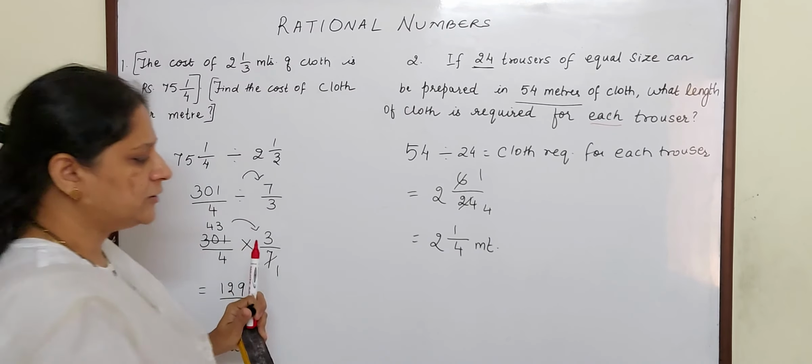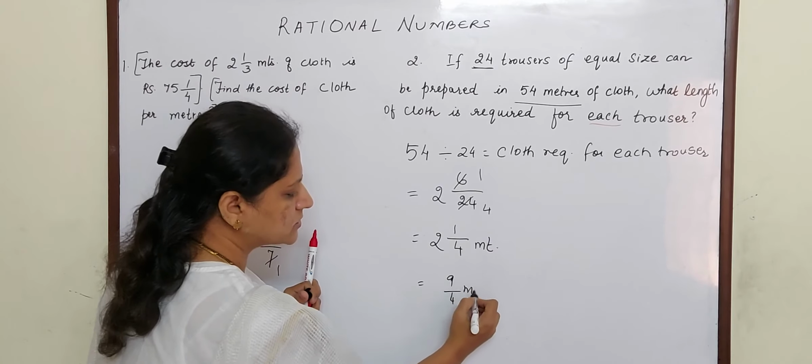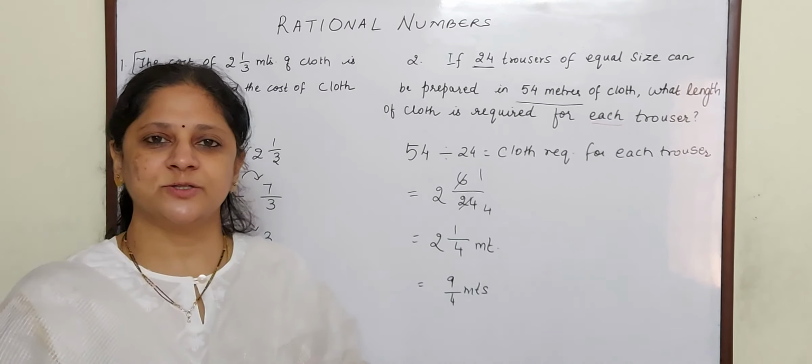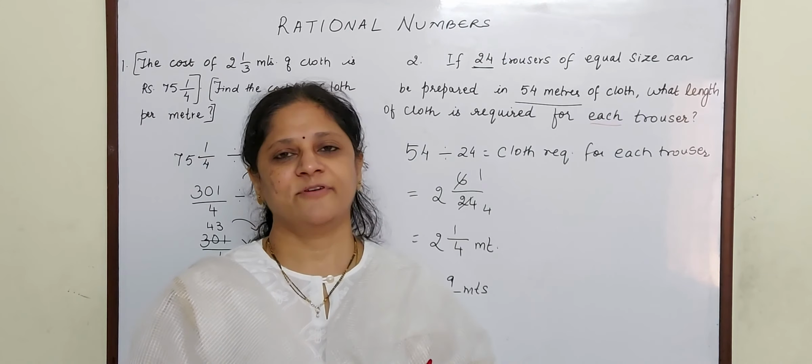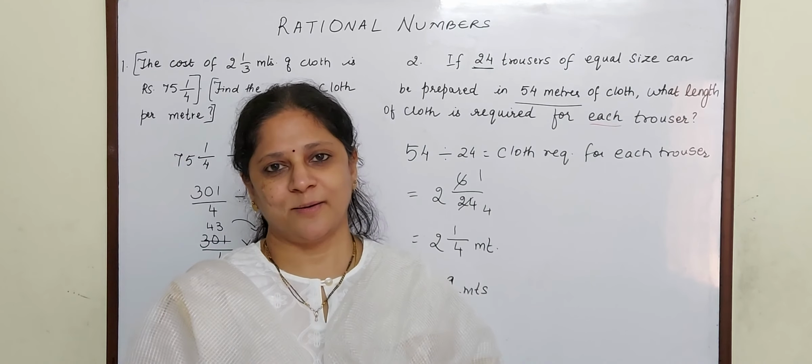Okay, if you want to write, you can write this as 4 twos are 8, 8 plus 1, 9 by 4 meters also. So hope you understood the cross multiplication method, which will save you from any multiplication and division of rational numbers. Thank you.